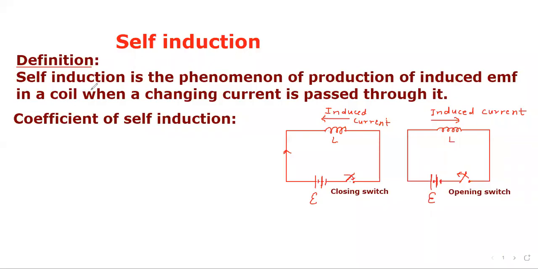Self-induction. Definition: self-induction is the phenomenon of production of induced EMF in a coil when a changing current is passed through it. Here, two situations are shown. This is battery, this is coil, this is key. When it is closed, then current due to battery flows in this direction, then induced current will flow in this direction, which will oppose it.